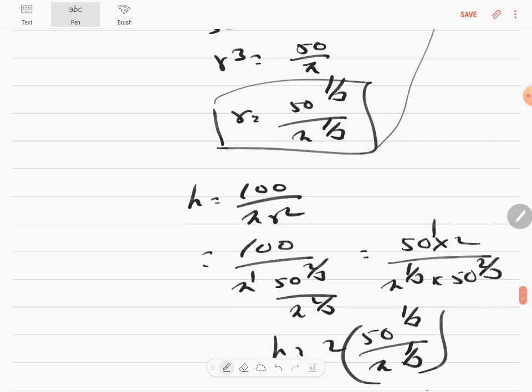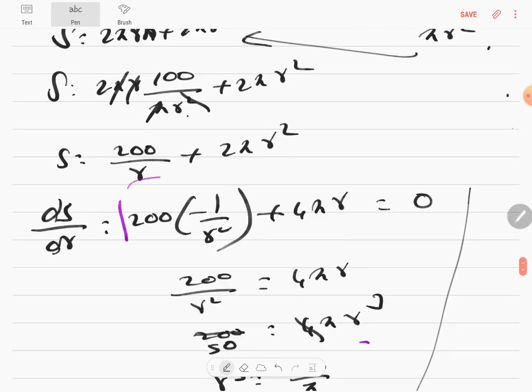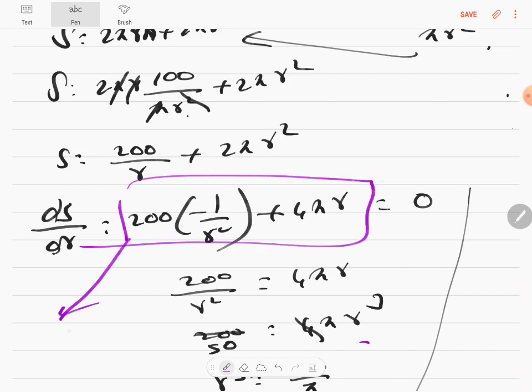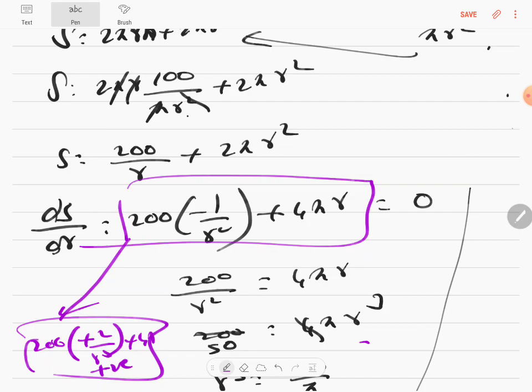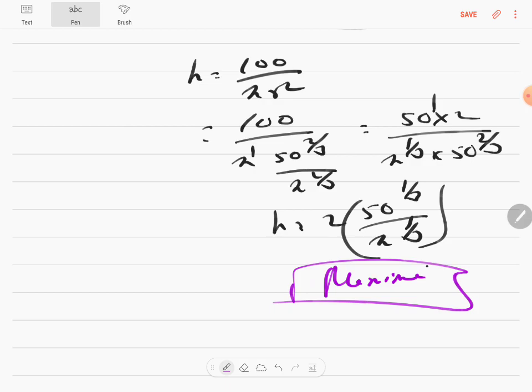What are they asking? Minimum surface area. Find the dimensions of the can, which we found: the dimensions r and h when the surface area is minimum. So take the differentiated value and double differentiate it and see if it's minimum or maximum. It will be 200 into 2 by r cube plus 4 pi. It's definitely positive and therefore it is minima. The condition is for minima. Are you clear? Yes. So that completes the 21st question. Okay, enough for today. Please finish till here.